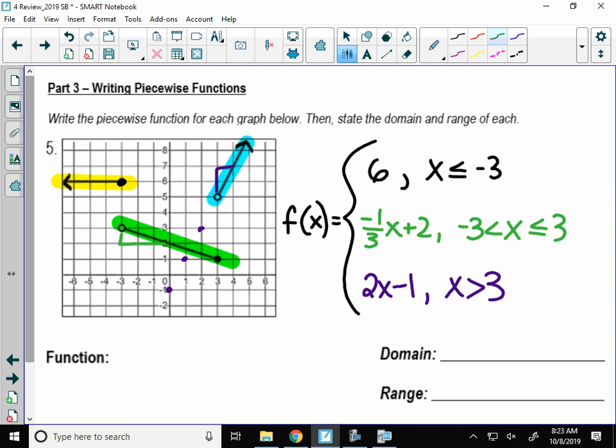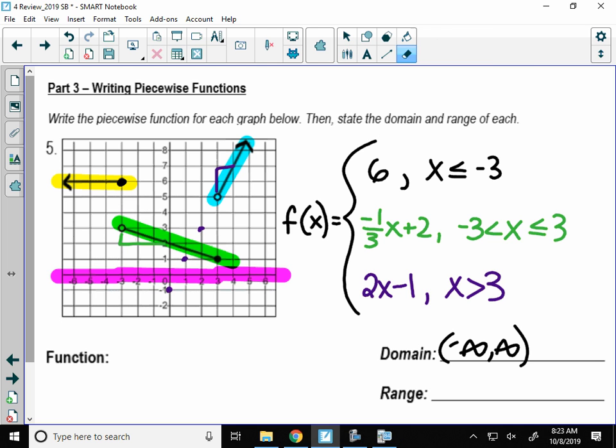The domain. Let's see. I go from the left here. I have an arrow on the left, so I go all the way up to -3. -3 has a value, and it then continues down that green segment here to +3. There's a value at 3. It connects to the blue segment, goes on forever to infinity. So my domain is all real numbers.